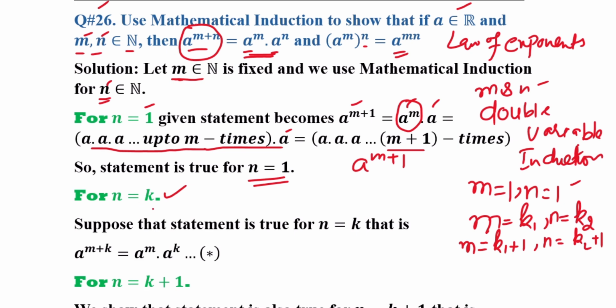For n is equal to k, suppose that the statement is true for n is equal to k, that is, a raised to power m plus k. When you put here n is equal to k, this becomes a raised to power m plus k, and when you put n is equal to k here, this becomes a raised to power m into a raised to power k. Say this is star.